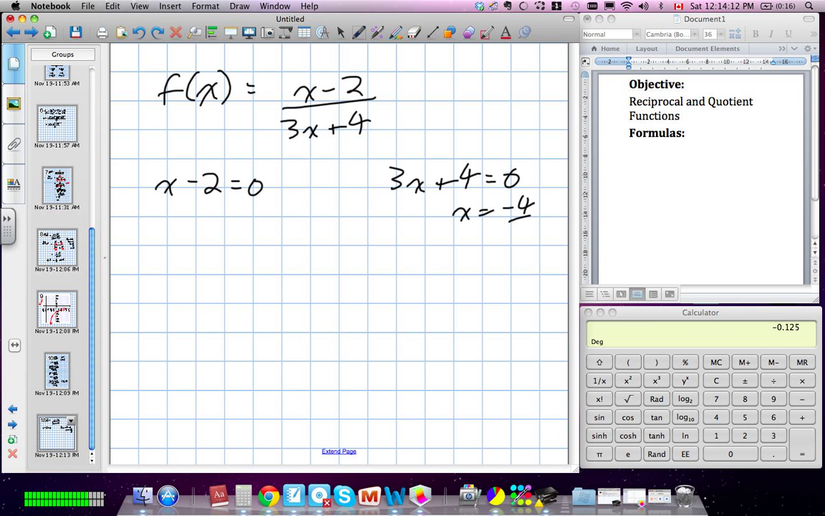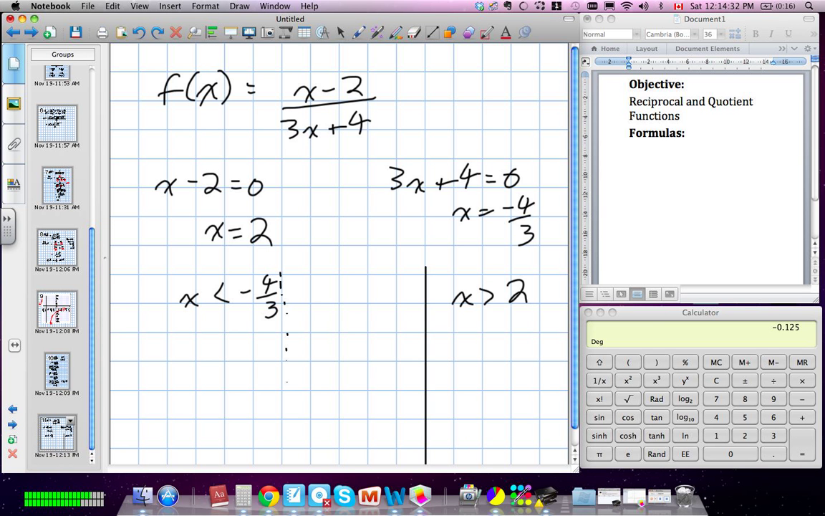So the way they set up the chart is anything to the left, so when x is less than negative 4 over 3, and when x is greater than 2, those are two parts of the chart. Here's one set of the chart. Here's the other. They want to know what the original function is doing. And then they want to know what it's doing in between negative 4 over 3 and 2. So that's how they set the chart up, by finding our x-intercepts.